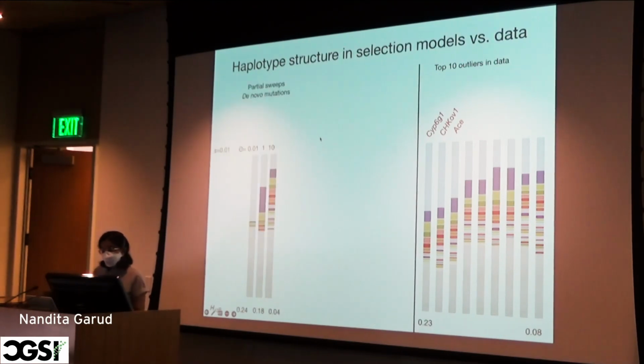We can start to simulate selective sweeps. These are sweeps arising from de novo mutations.